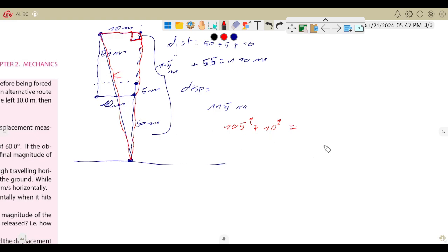That would be equal to what? Let's name this one C. It's equal to C squared. So for C, how much would it be? It's the square root of this addition, 105 squared plus 10 squared. Finally, we can plug those numbers into our calculator to find the final result. That will be about 105 meters. This is the magnitude of the displacement.